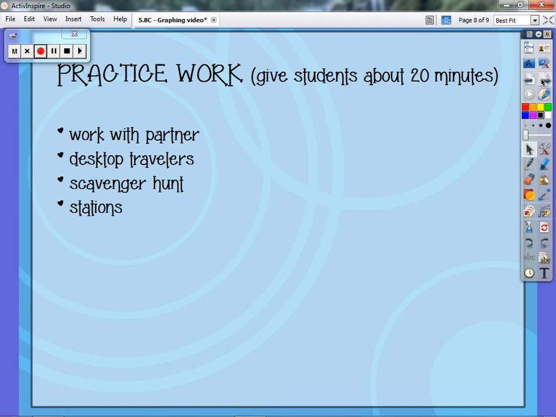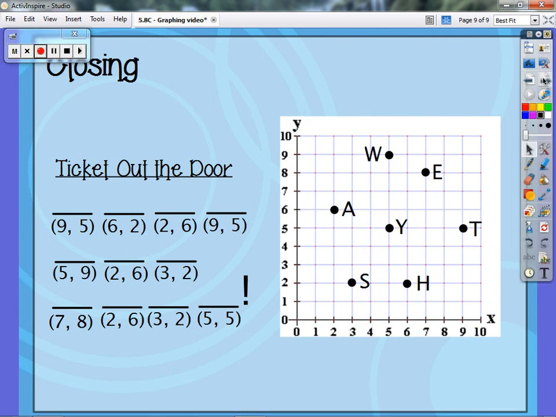And after working independently on some problems, then I would do my closing. For my closing this time around, I have a ticket out the door. Since we were working with graphs here, I would use a graph as a ticket out the door. They would have to find out what message they have once they are able to find these points on the graph and spell out the message, and that's how they'd be able to exit my classroom.